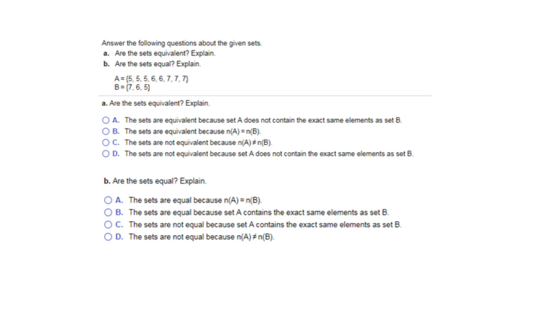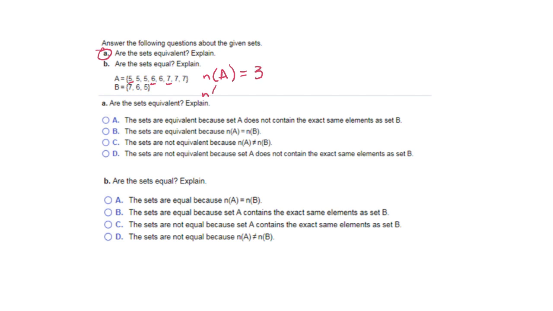Answer the following questions about the given sets. Are the sets equivalent? Explain. When we think about the word equivalent, we need to consider finding the cardinality for each of the sets. So looking at set A, we want to find the cardinality of set A. Cardinality again is each unique element. So I have a 5, 6, and a 7. So my cardinality is 3.